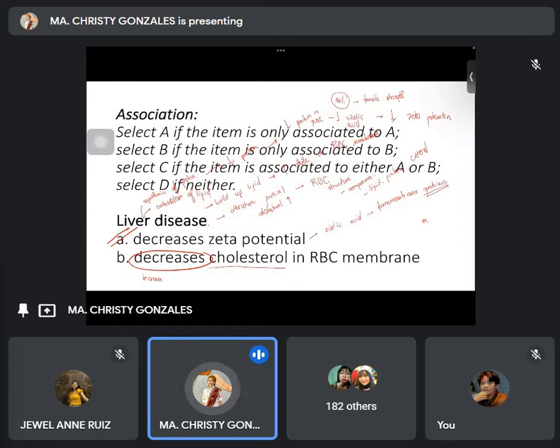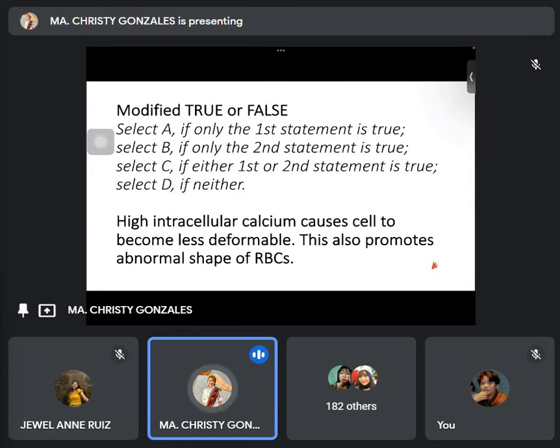So, in association items, we should know how to analyze. Okay? Any questions here? None? Okay. Next. Modified true or false? High intracellular calcium causes cell to become less deformable. This also promotes abnormal shape of RBC. So, we just mentioned this earlier. The correct answer is letter C. Why less deformable? Because it makes your RBC membrane rigid.